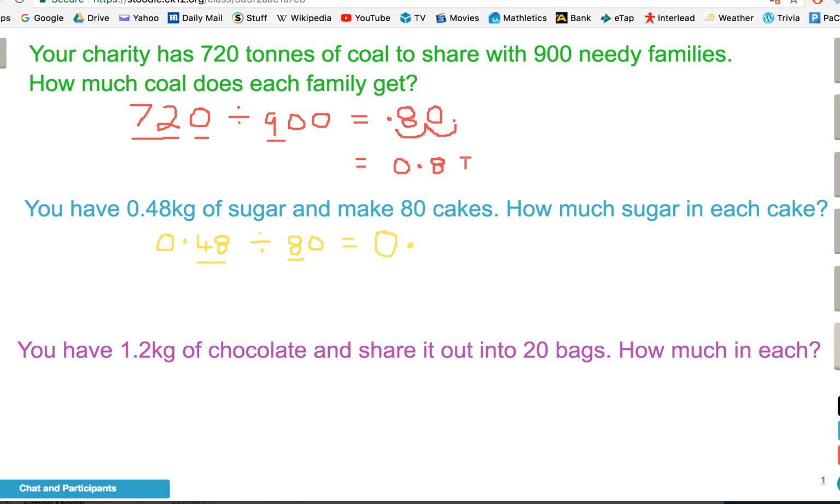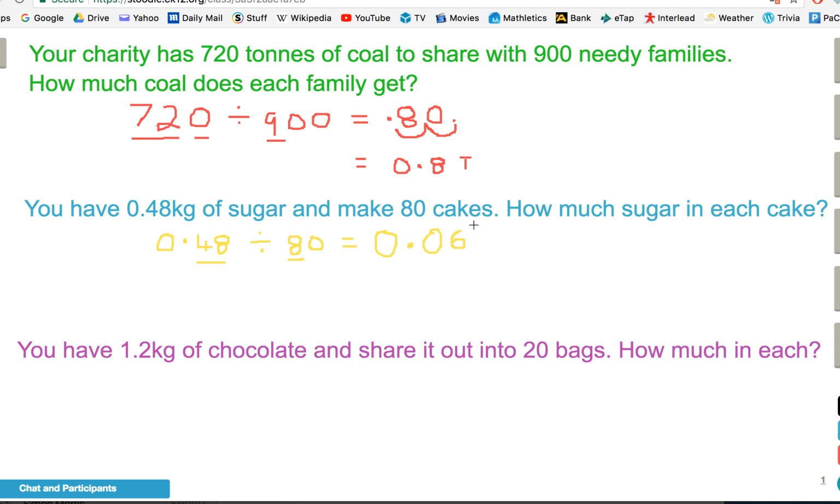But of course, it's not going to be just 6. It's 0.06. The reason is, if you think for a second, you think, is it not just 0.6? Well, 0.6 is bigger than 0.48. So obviously, if you're sharing 4 tenths and 8 hundredths out into 8 pieces, it can't be 0.6. It can't get bigger. It has to be a small piece. So it's 0.06. It's 6 hundredths.